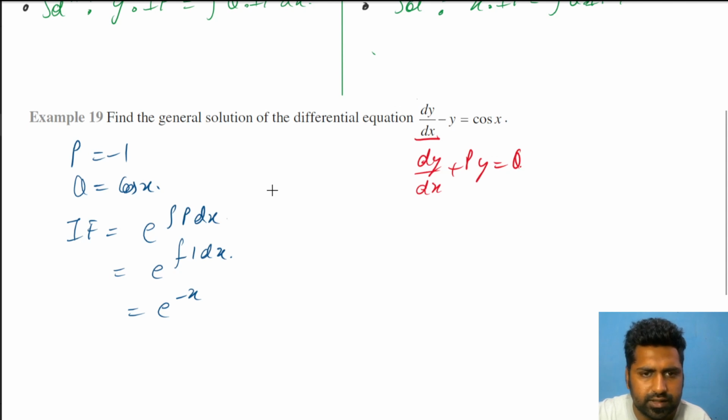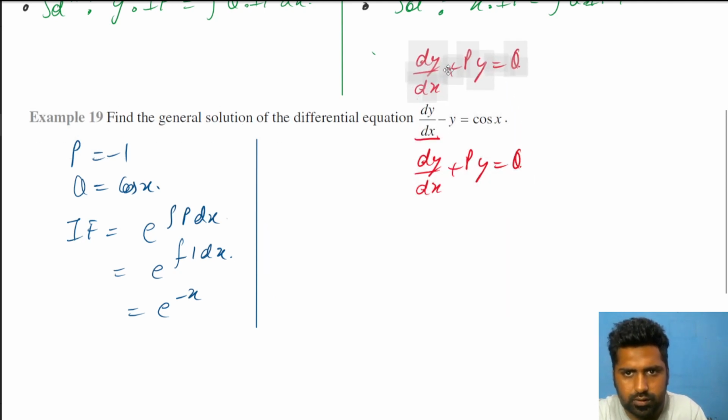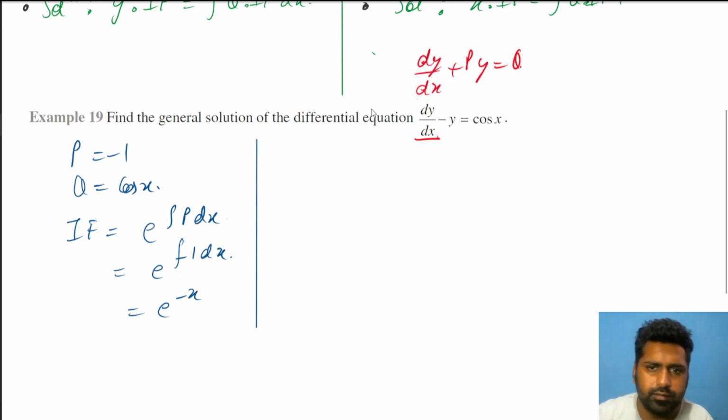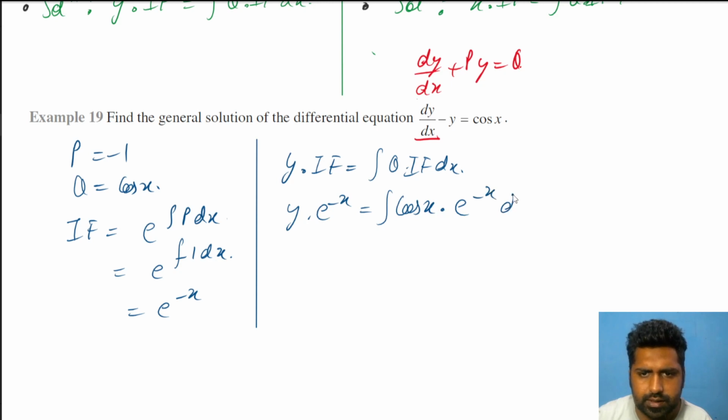Okay. Next part comes the solution. Okay, we have compared it. Solution is in the form of y into IF is equal to integration q into IF and dx. So y into e raised to power minus x is equal to, q is cos x, into e raised to power minus x dx. Okay, so now you have to integrate e raised to power minus x cos x. How will you do that?